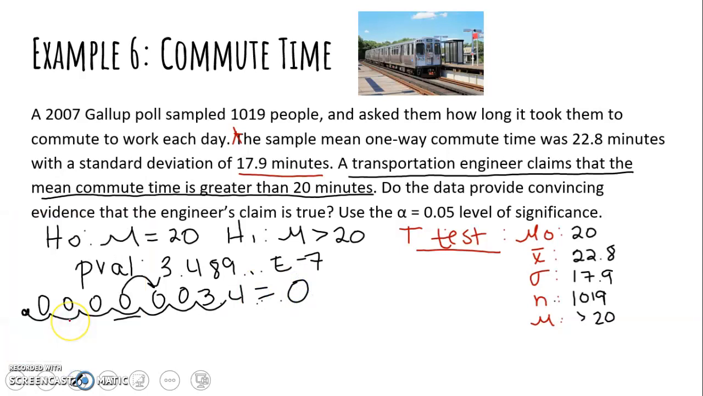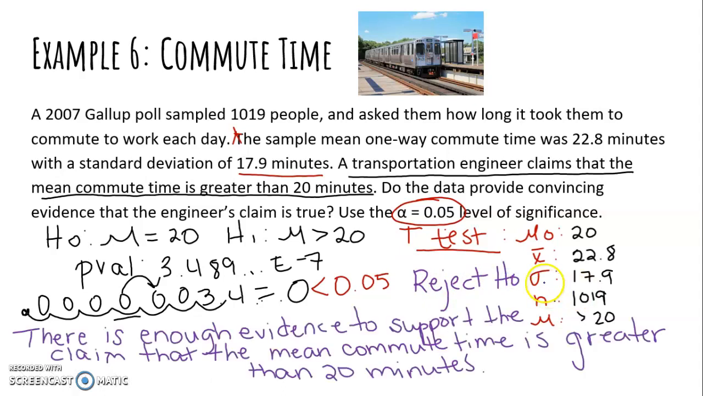Now when we compare that to our significance level of 0.05, that is definitely less than 0.05. If it is less, remember, we reject the null. And because we rejected the null, we can say that there is enough evidence to support the claim that the mean commute time is greater than 20 minutes.